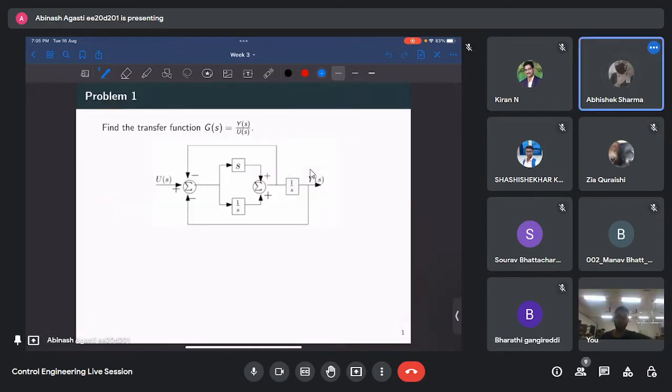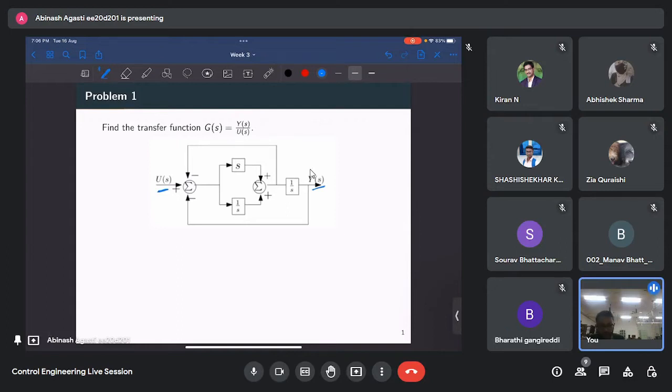So the first question for today is to find the transfer function of the given system. When we have a block and we want to find the transfer function, basically we want to find the ratio of Y(s) to U(s). The issue when we have a complicated block or many input output channels is that we don't know exactly what is coming through which channel, right?